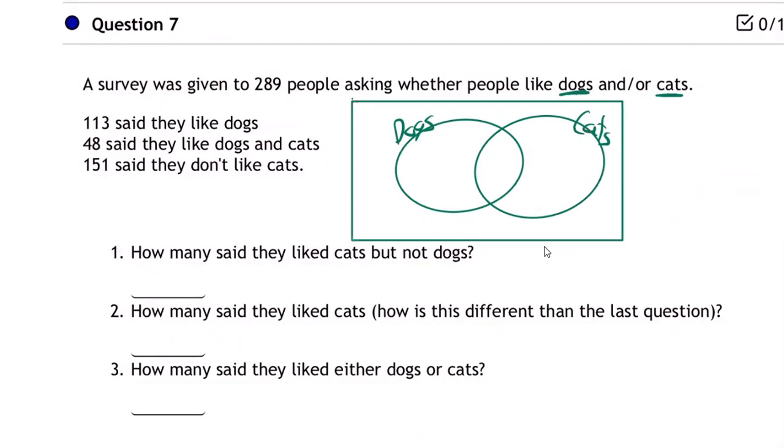All right, let's put in the numbers. 113 said they like dogs. So 113 right there. Next part. 48 said they like dogs and cats. So that goes in the middle, right? We're good so far. I'm making a mistake. I hope you see it. What am I doing that's wrong?